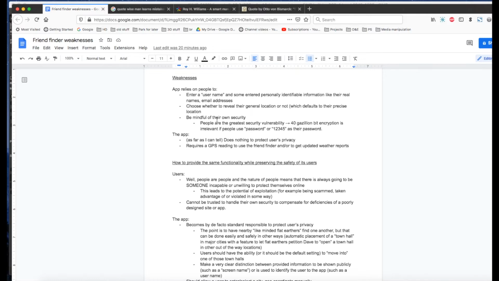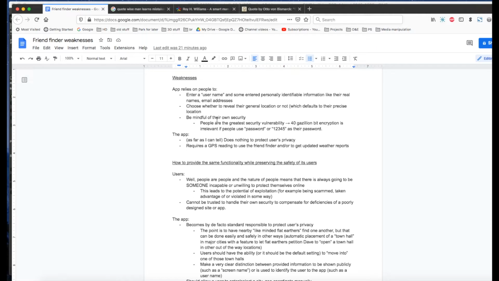The Flat Earth Clock app relies on people to enter a username. And as I've looked around, some people enter personally identifiable information, such as their real names or email addresses. And this can be a really bad thing if it's used in the wrong hands, because there are some very disturbed individuals who don't really care about the welfare of other people, and they can become quite dangerous.